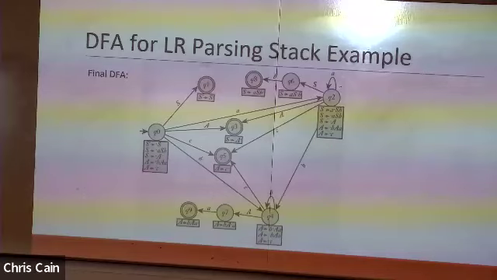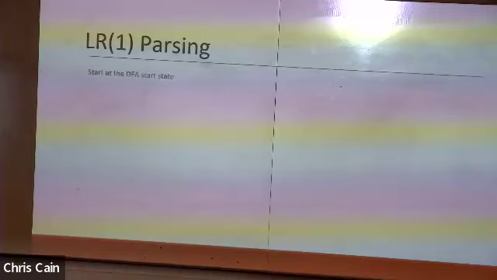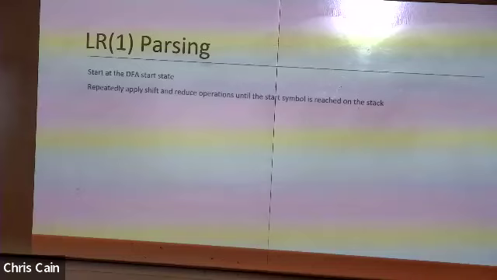So with all of this in our toolbox, we're finally ready to talk about the actual full LR1 parsing algorithm. So the prior algorithm just helped us to build this DFA. This DFA doesn't fully solve LR1 parsing, but it's the final thing that we need to be able to implement LR1 parsing. So now given a query string, we start at the start state of the DFA. We're going to repeatedly apply shift and reduce operations until we have just the start symbol on the stack.